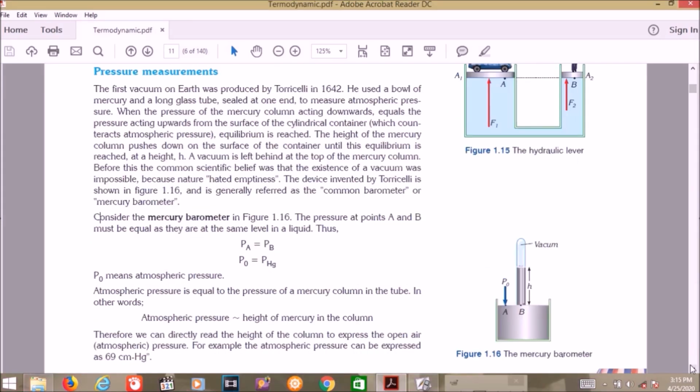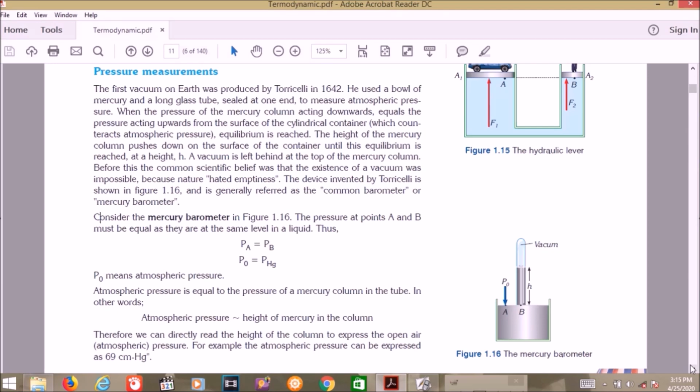Okay, how do we measure pressure? Here, from this book, we can use the mercury barometer, and the founder is Torricelli. At that time, Torricelli used this equipment to measure, and he also found another unit of pressure.